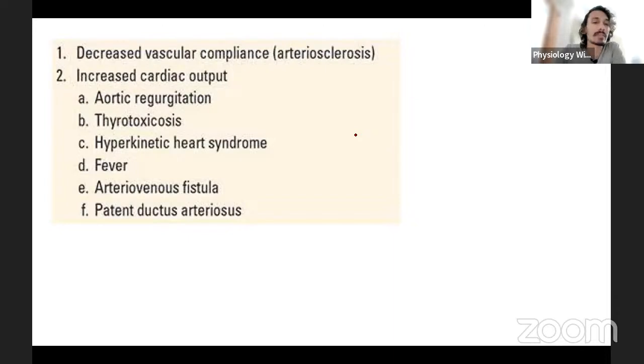Now, hypertension can be any sort of problem where either there is an increase in the cardiac output or the vascular compliance is decreased. Again, we are not talking about the resistance right now. Resistance decreases means BP falls. When the compliance decreases, what will happen? There is going to be an increase in the BP. Apart from that, any sort of increase in the cardiac output because of all of these causes.